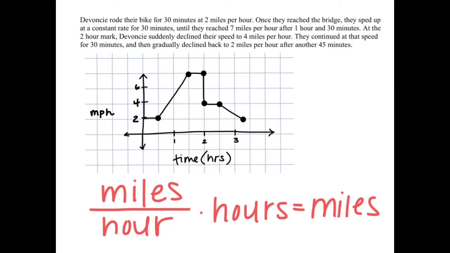Devonte rode their bike for 30 minutes at 2 miles per hour. Once they reached the bridge, they sped up at a constant rate for 30 minutes until they reached 7 miles per hour after 1 hour and 30 minutes. At the 2-hour mark, Devonte suddenly declined their speed to 4 miles per hour. They continued at that speed for 30 minutes and then gradually declined back to 2 miles per hour after another 45 minutes. You can see that represented in this graph.